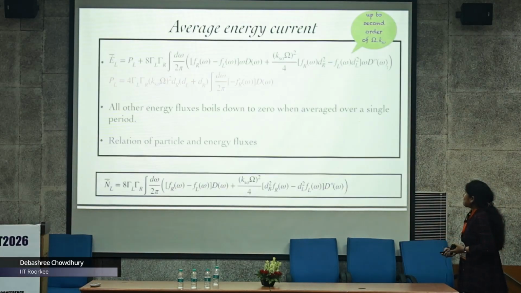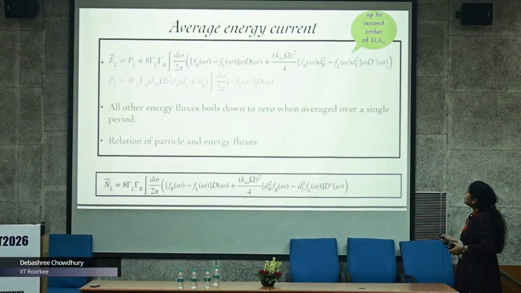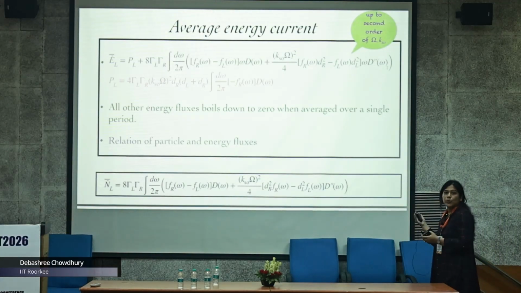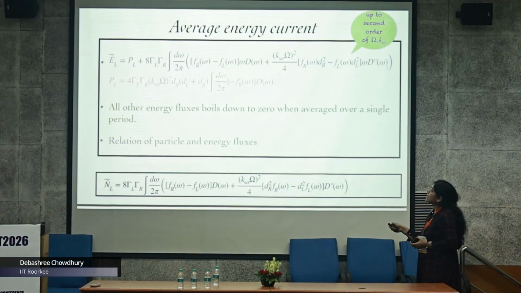Okay. So this is the average energy current. These two terms you can identify with the particle current case. The difference is, here we have a factor of omega, that is the energy, which is quite obvious. So the same explanation goes with this, for the two cases I have mentioned, that is fL equal to fR and dL equal to dR. But here we have some extra term.